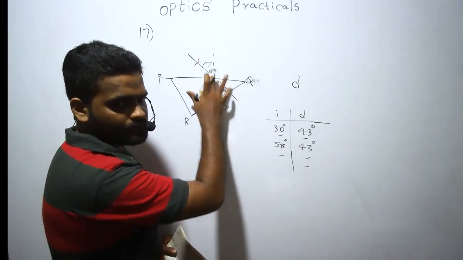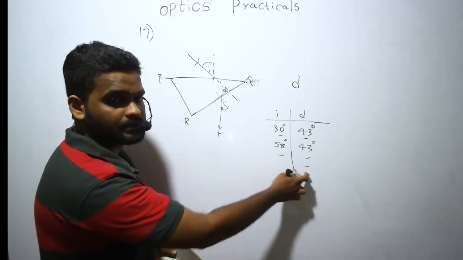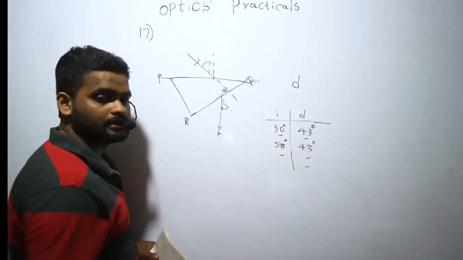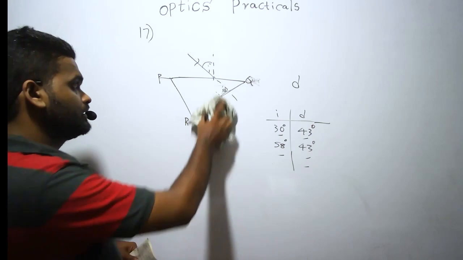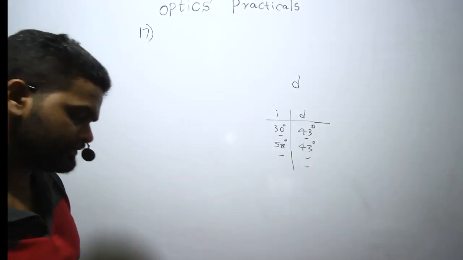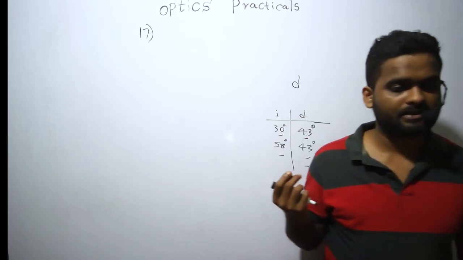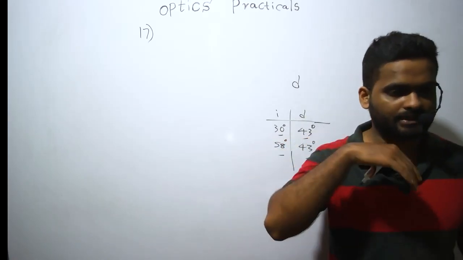Don't draw this one. You don't have to draw this. We have earlier drawn this. Just take this table only down. I think you understood that one, right? You have two incident angles for the same deviation. This is the reversibility of light, right?